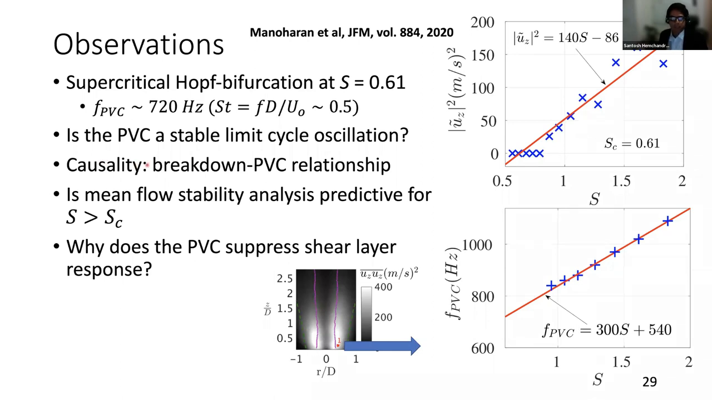And several questions that we addressed in that study was, can we show that it is a limit cycle oscillation? What causes it? Is it the breakdown, or is the PVC causing the breakdown? Because it's not very clear from the experiment. And if I were to take a mean flow at a point where I did have a PVC, S greater than SC, would I then be able to do stability analysis and predict the PVC characteristics? And then why does it suppress response? So I'll show you some results that come from that.